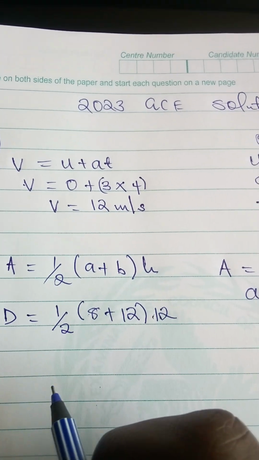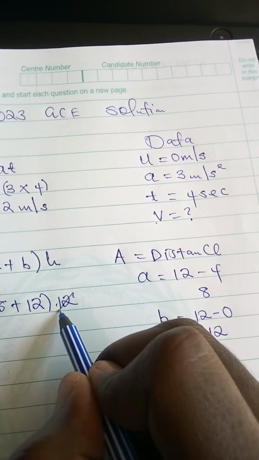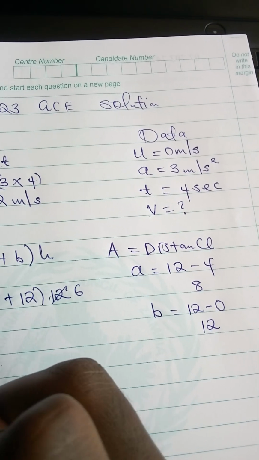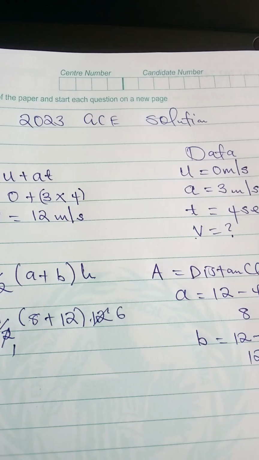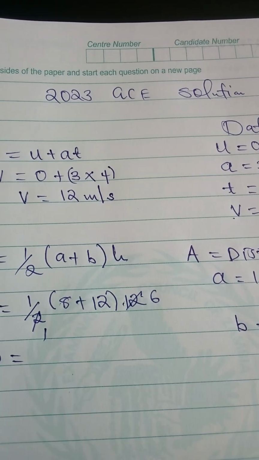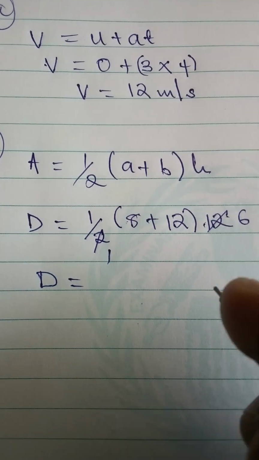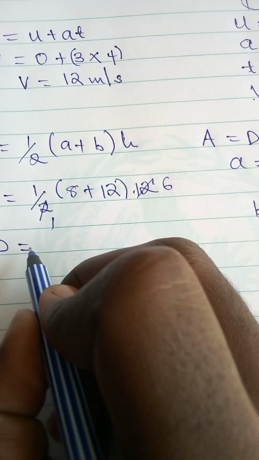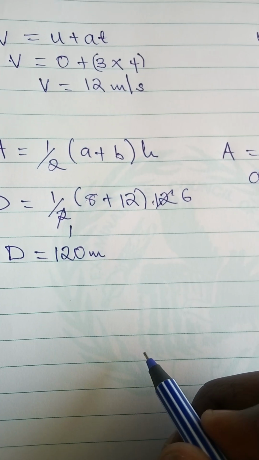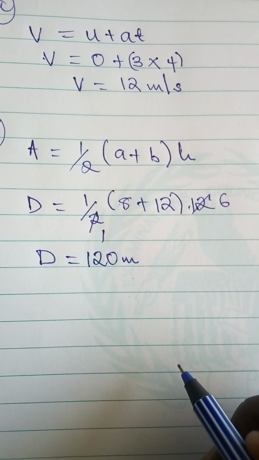So from there you're going to divide 2 into 2 is 1, 2 into 12 is 6, and then from there distance is equal to, you just add 12 plus 8 and then multiply by 6. You're going to obtain the value for d to be 120 meters as your distance, when you just add 8 plus 12 and then multiply with 6.